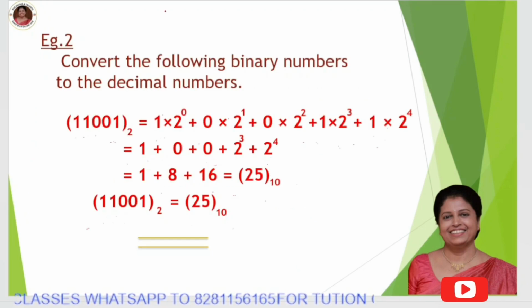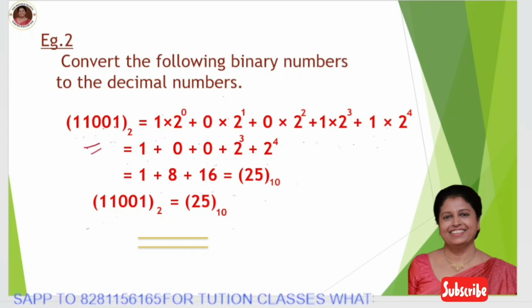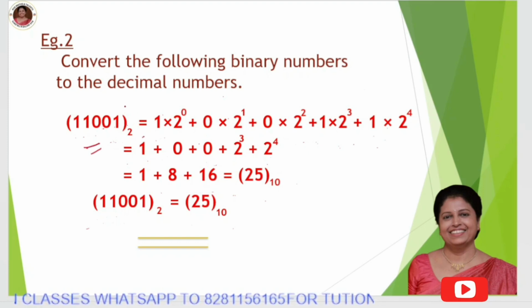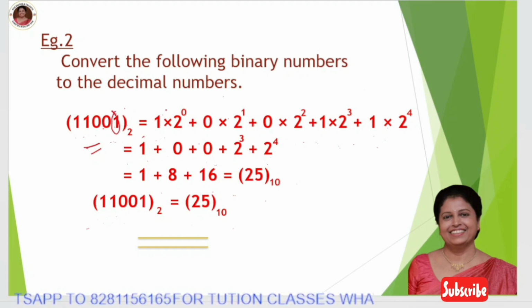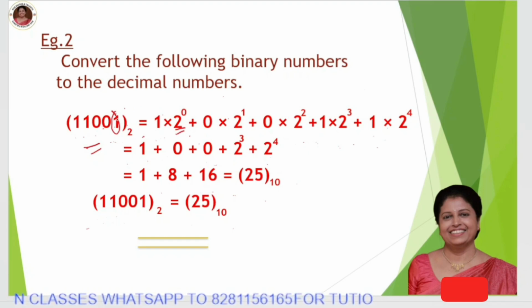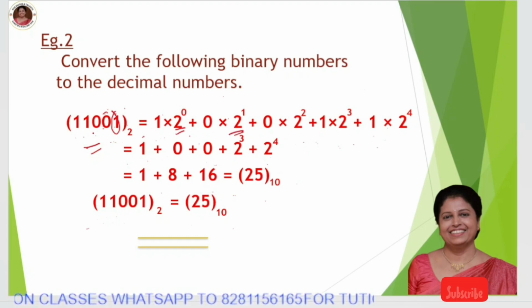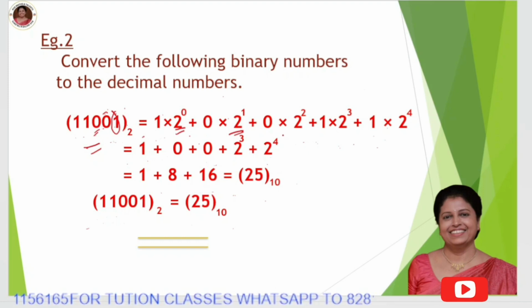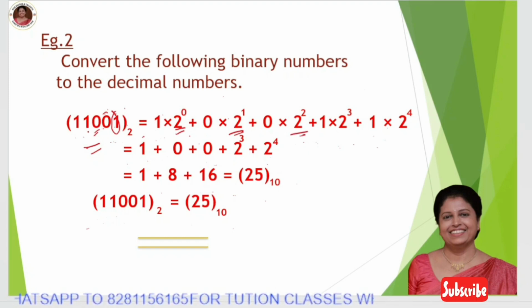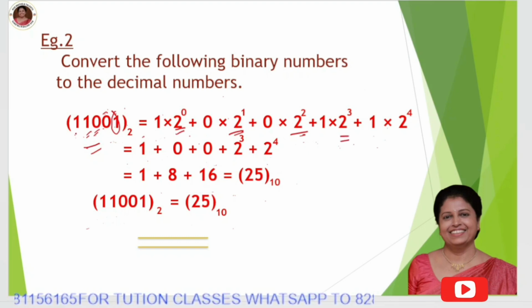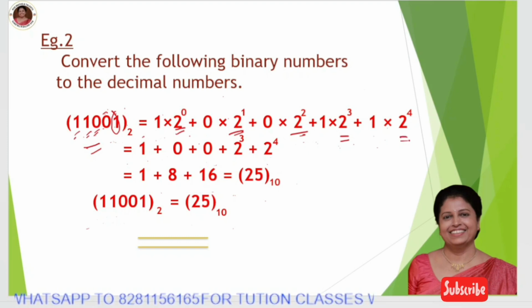See this question: convert the following binary numbers to decimal numbers. The first one is 11001 to the base 2. Here we know this is the rightmost position and its positional value is 2 raised to 0. Then the next position is 0, its positional value is 2 raised to 1. And the third one, 0, its positional value is 2 raised to 2. The next digit is 1, its positional value is 2 cube. And the next digit is 1, its positional value is 2 raised to 4.